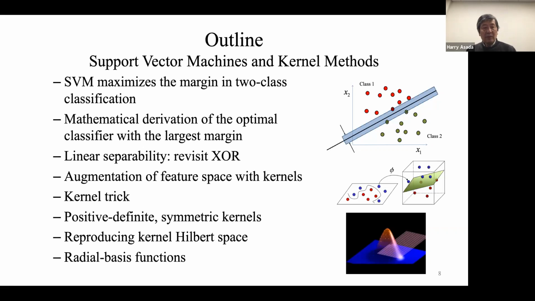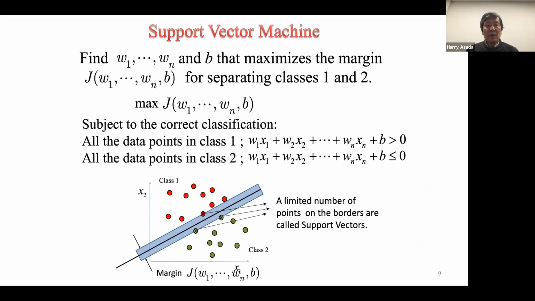And that's actually the main part, going to reproducing kernel Hilbert space and then your basis functions. So let's start with the simple part. Suppose we have an n-dimensional vector space, the feature space, and associated with these n feature variables, we have weights W1 to Wn, and a bias term B.